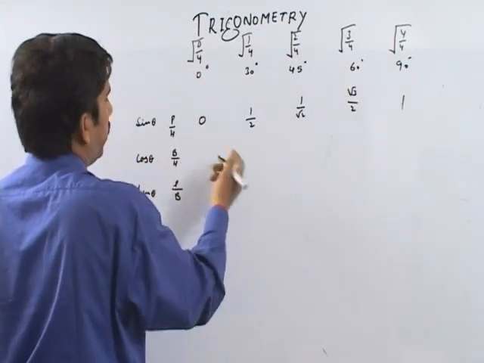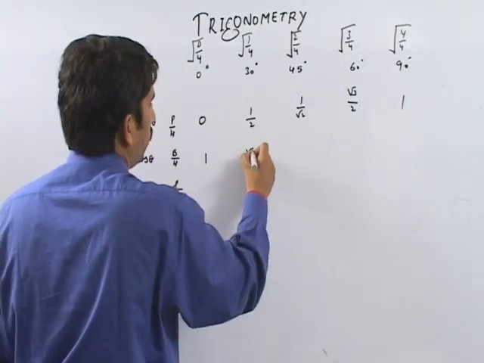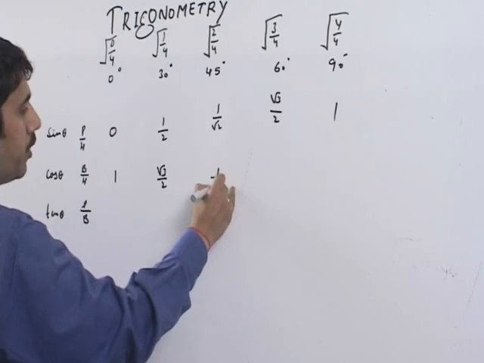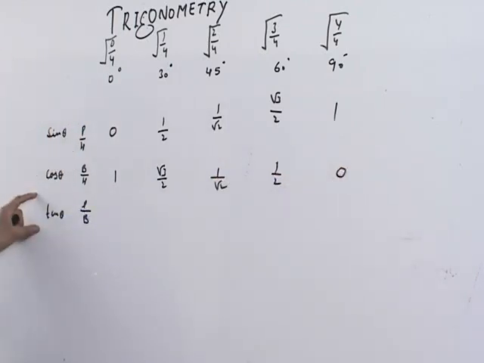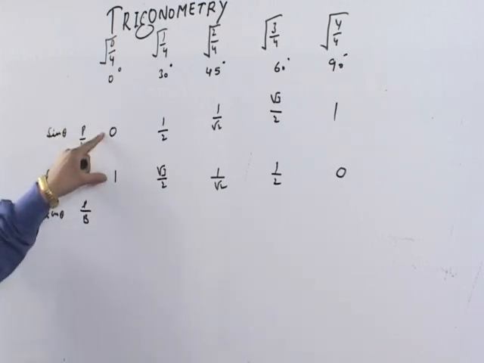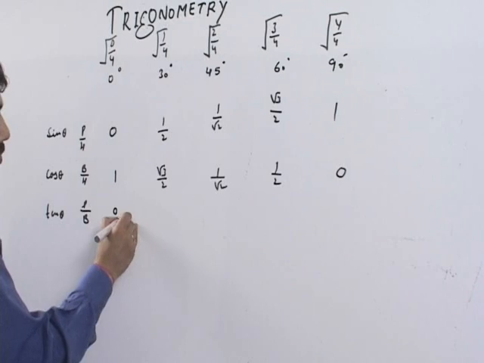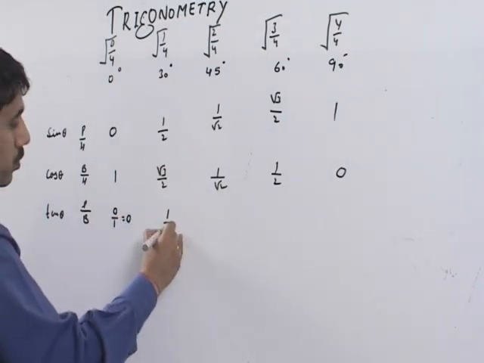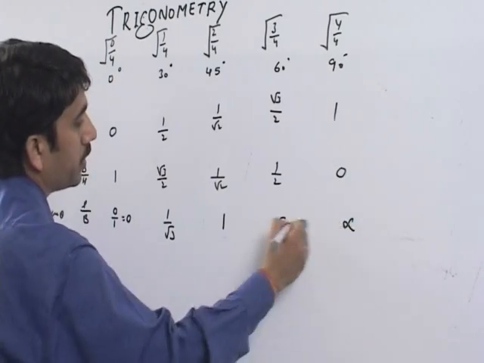For cos theta, this will just be the reverse of sin theta: 1, root 3 by 2, 1 by root 2, 1 by 2, and 0. For tan theta, you will divide these two digits, 0 over 1, which is equal to 0. This is 1 by root 3, this is 1, this is root 3, and this is infinity.